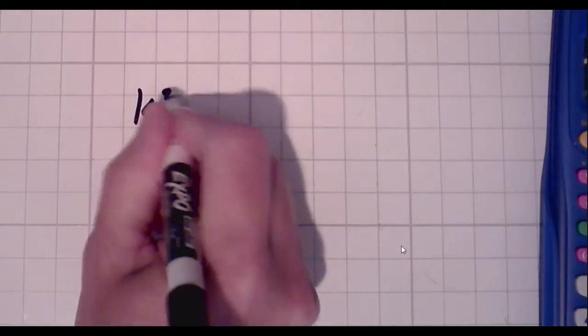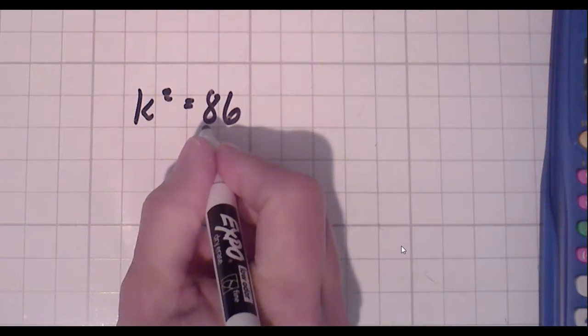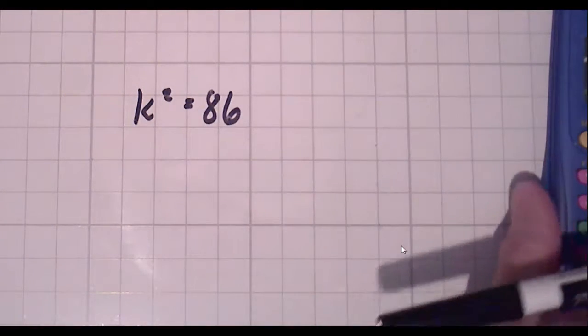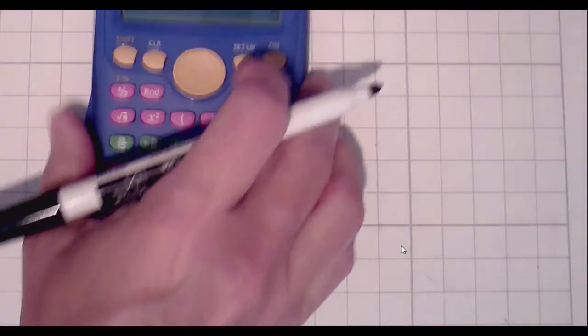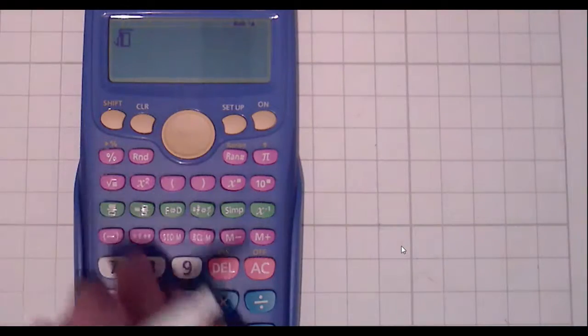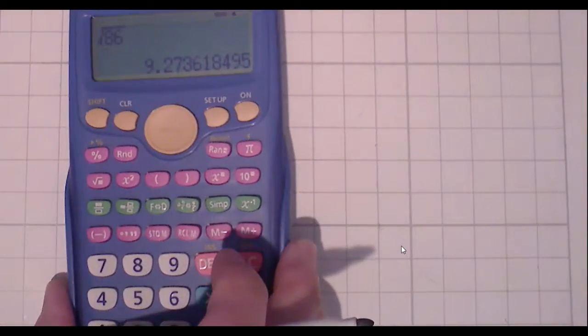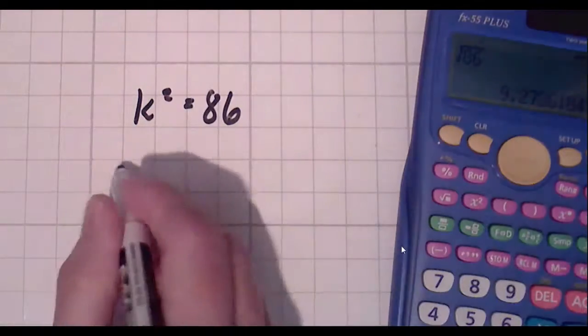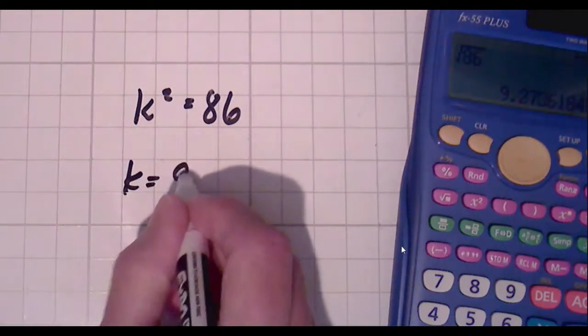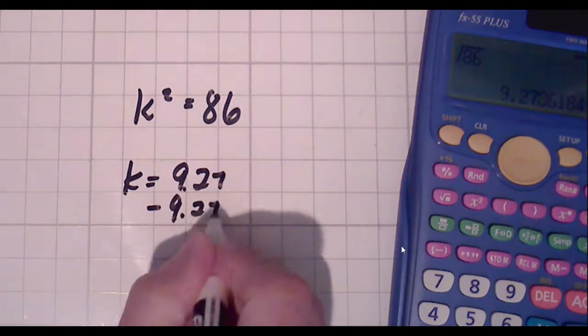K squared equals 86. Well, I know that's a positive number, so I should get two answers. I don't know off the top of my head what the square root of 86 is. I'm going to use my handy dandy calculator. Square root of 86 is about 9.27. So K equals 9.27 and K equals negative 9.27.